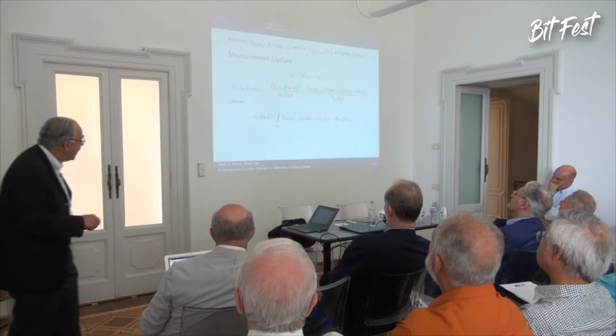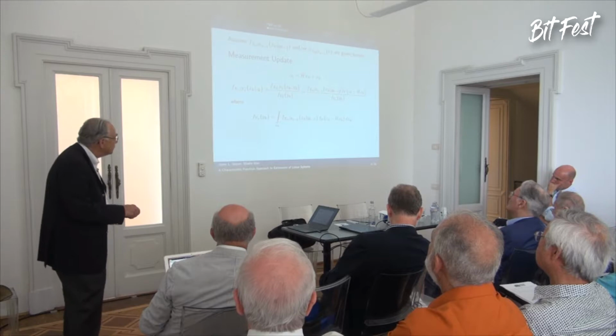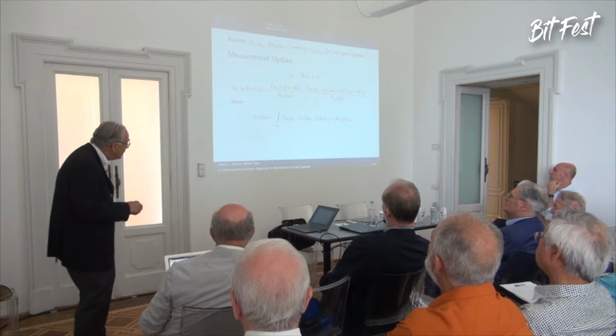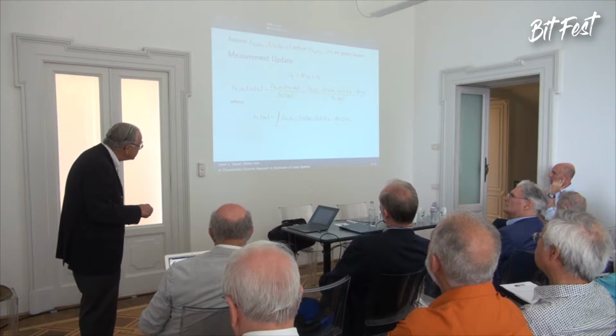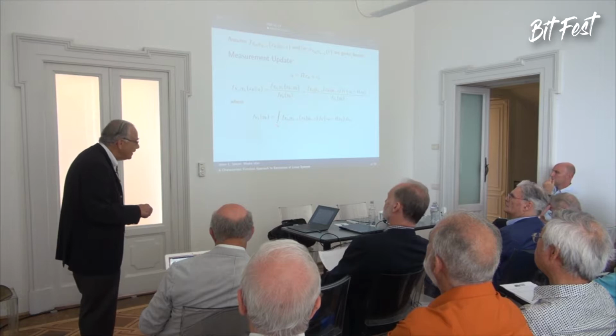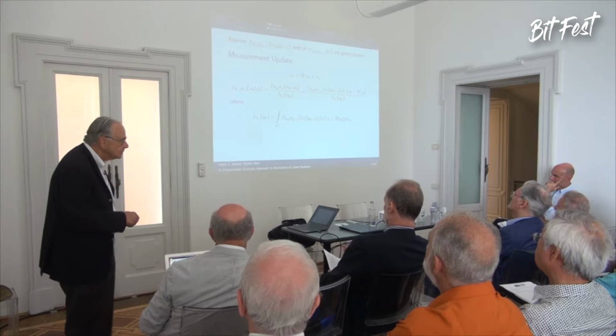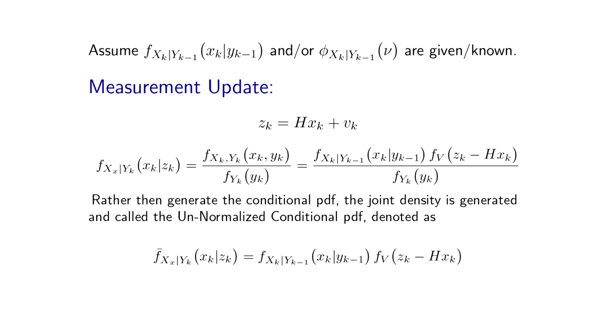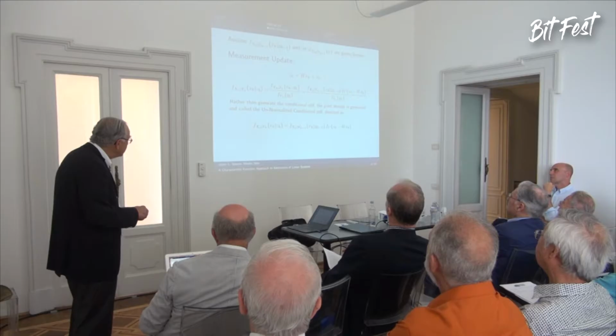And f of y is nothing but the marginal associated with this. And notice this integral over here is over x of k. And what it means basically is the number of integrations here are the dimension of x of k, but all these integrals go from minus infinity to infinity. So that's what that means. Okay, so the point is that rather than generate the conditional probability density function, what we're going to do is generate the unnormalized conditional PDF, which is this joint distribution, as I said before.